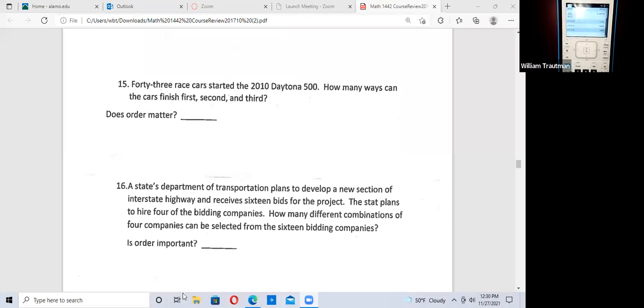And the question is, does order matter on this one? No. And yes, I can't remember what we said up here, but it should have been yes, order mattered. Up here we did 43P3. Here, 16C4. 4 companies are chosen. And you get 1820 for this one. This one we got 74046. All right.